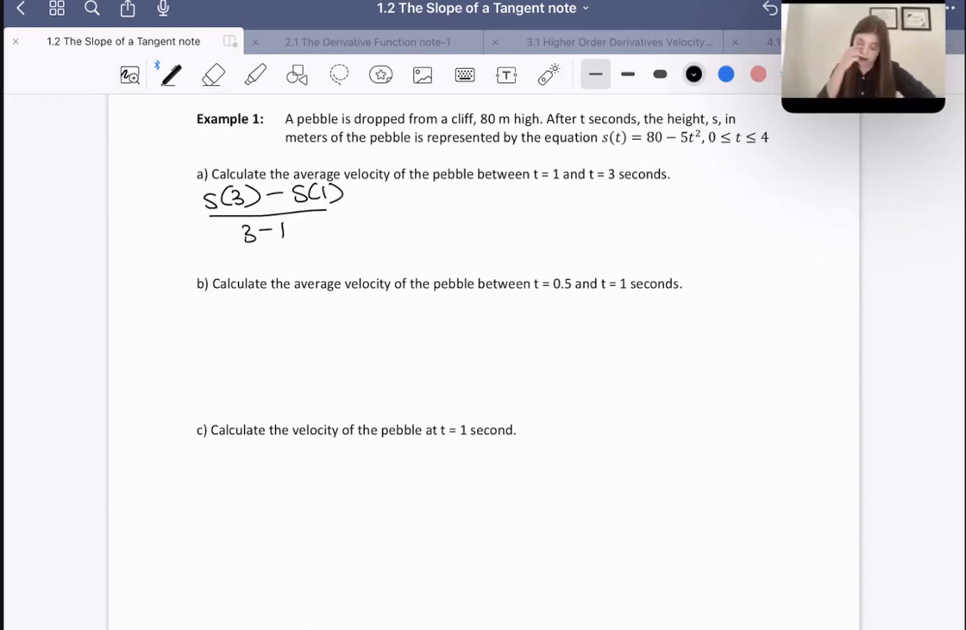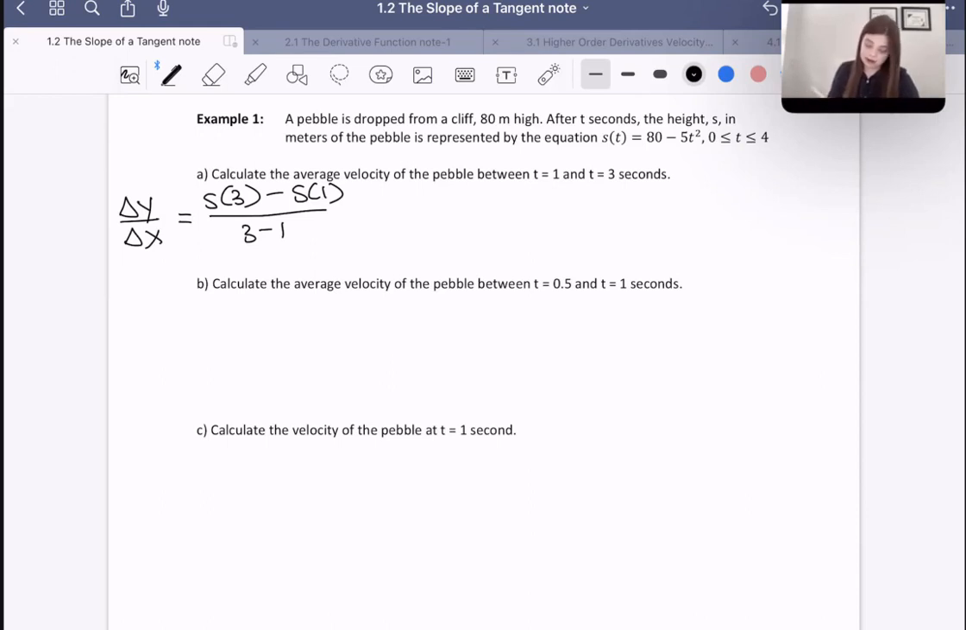minus 1. We want to find the average, the change in y over the change in x. This goes back to the very simple definition of our slope from grade 9. That slope is delta y, or change in y over change in x, which is equal to s of 3 minus s of 1, so the y values at those points, or the outputs of our function, over the change in the inputs of our function. So let's figure out what that is.